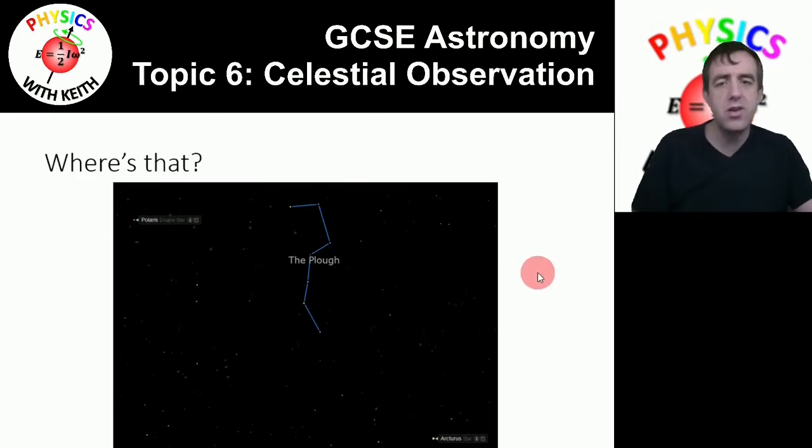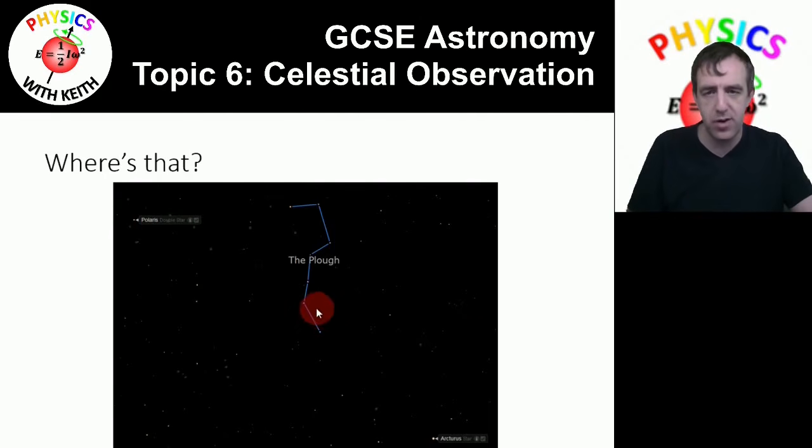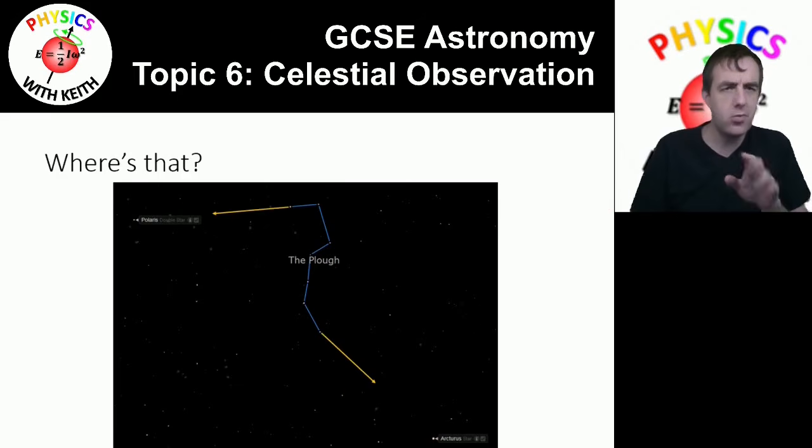And you can also find Arcturus by following the other side of the Plough. And you have to kind of follow it round. Where this curves, you follow the curve around, and then you'll find Arcturus. Polaris is quite straightforward to find. Arcturus, perhaps not so much.